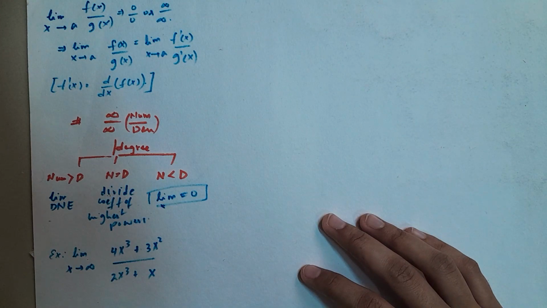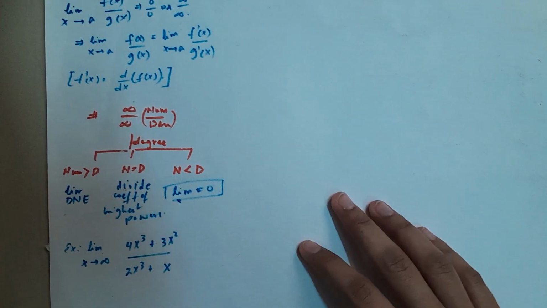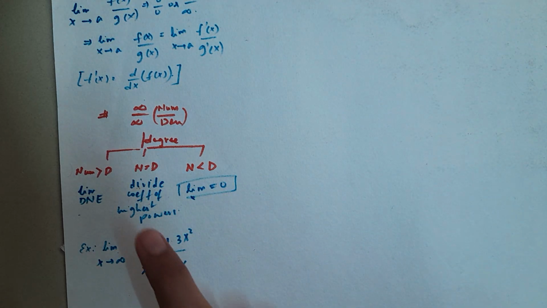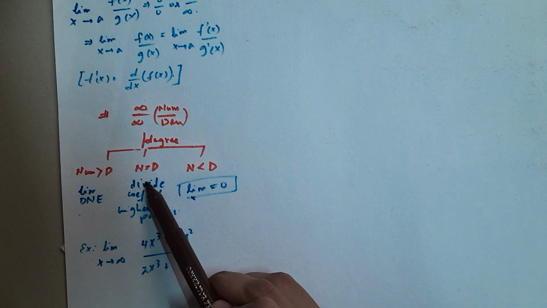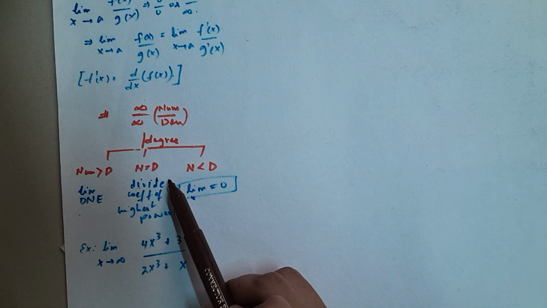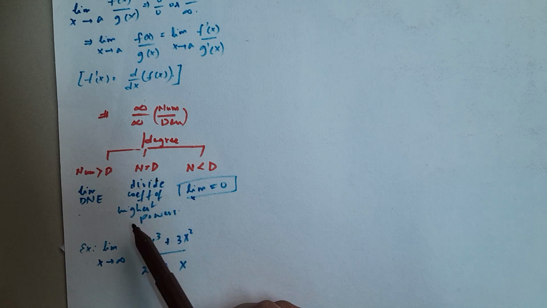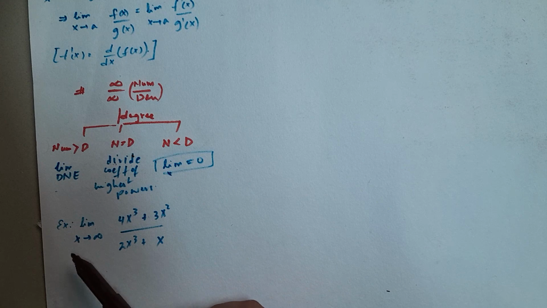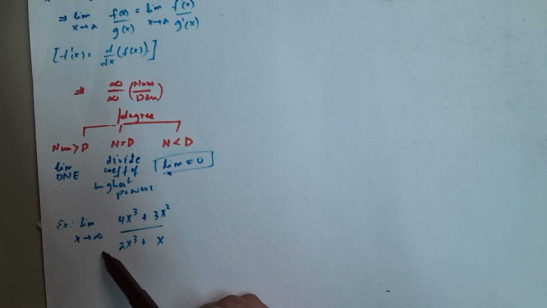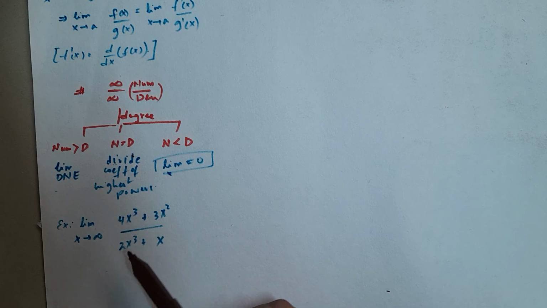Next, infinity by infinity form. So if the degree of the numerator is greater than the degree of the denominator, then the limit does not exist. And if the degree of the numerator and denominator are the same, then divide the coefficient of the highest powers. What does this mean? Let's take an example. The limit as x approaches infinity of this function.